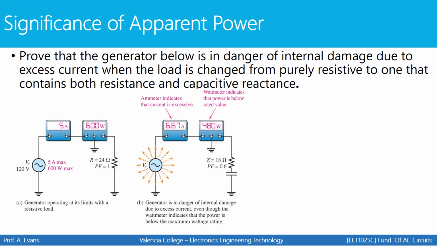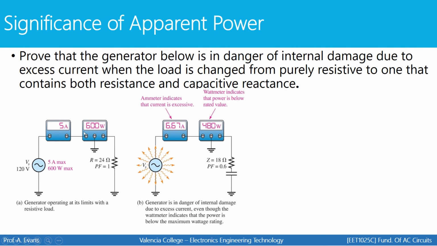Here's another example where we're going to look at the significance of apparent power. Prove that the generator below is in danger of internal damage due to excess current when the load is changed from a purely resistive one to one that contains both resistance and capacitive reactance. So let's look at what we have.